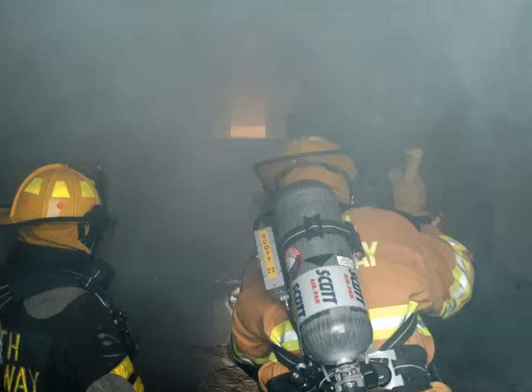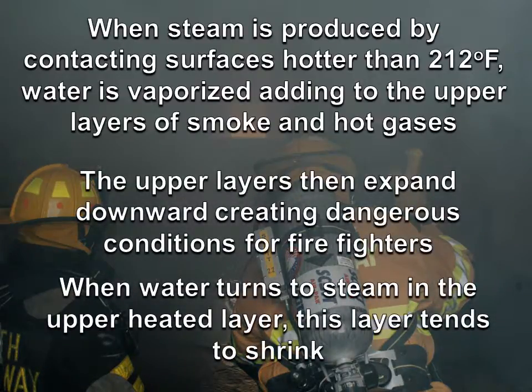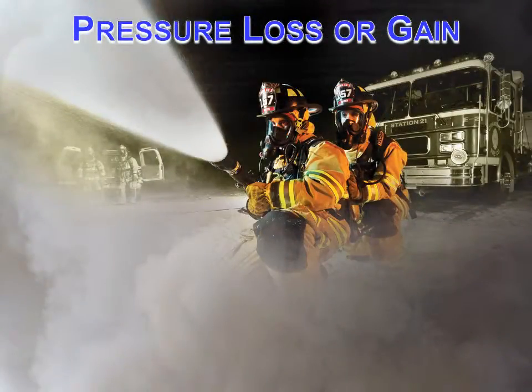When steam is produced by contacting surfaces hotter than 212, water is vaporized, which adds to the upper layer of smoke and hot gases. The upper layer then expands downward, creating dangerous conditions for firefighters. When water turns to steam in the upper heated layers, this layer tends to shrink. The energy needed to vaporize water is greater than that required to cool hot gases. The hot gas temperature drops faster, decreasing the volume of hot gas. Good nozzle control coordinated with ventilation provides effective and safe fire stream operations.